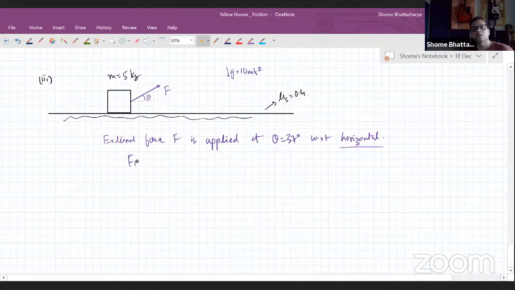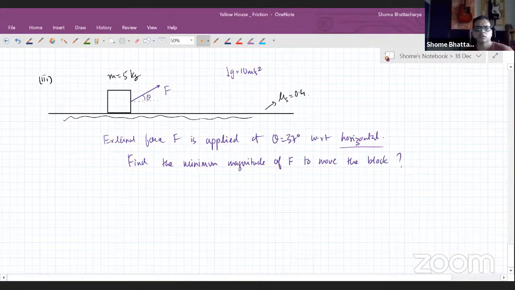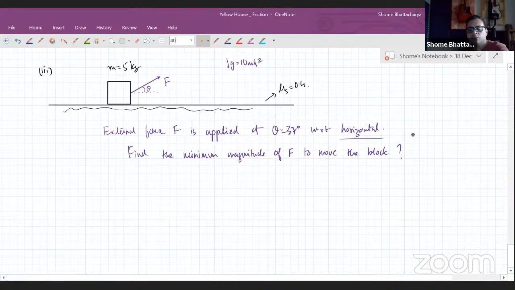So find the minimum magnitude of F to move the block in this situation, where I'm applying the F not horizontally but at an angle of 37 degrees to the horizontal. Okay, so just try this out, people.